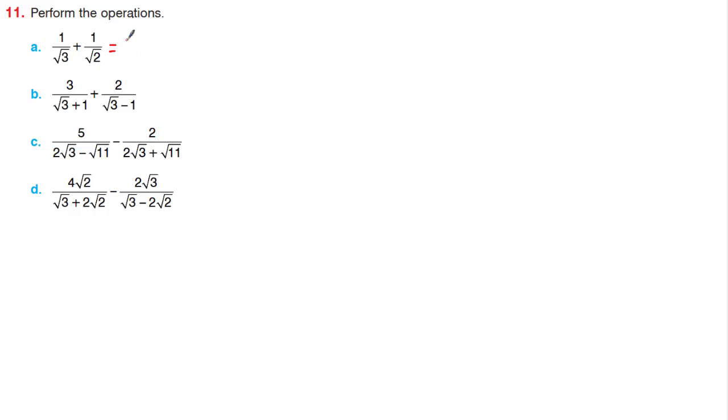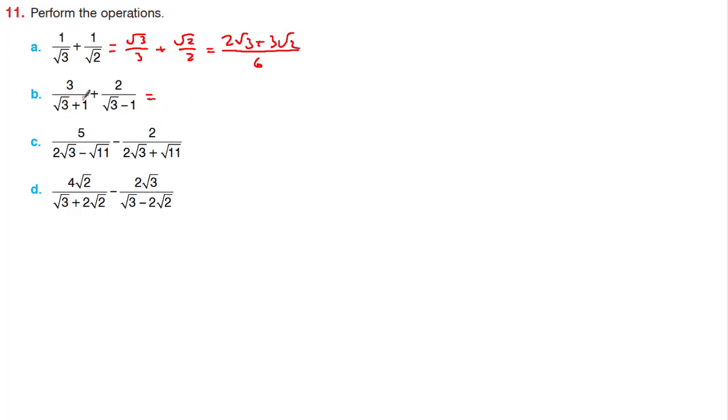So let's rationalize. The first expression after rationalization will be square root of 3 over 3, and the second one will be square root of 2 over 2. Now, when we add these, 2 root of 3 plus 3 root of 2, just like we used to add normal fractions. Let's try the second one here.